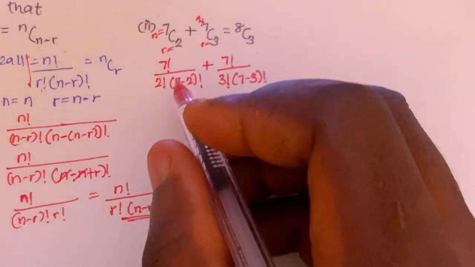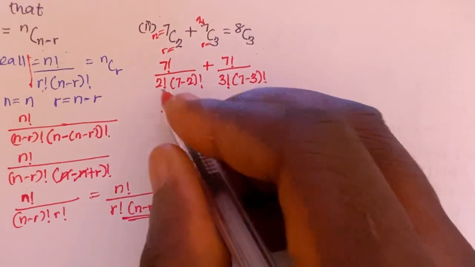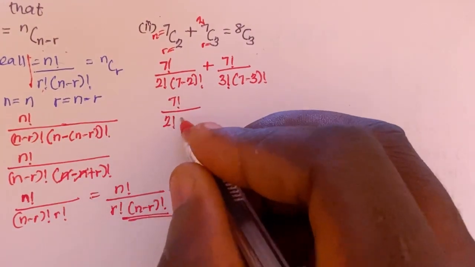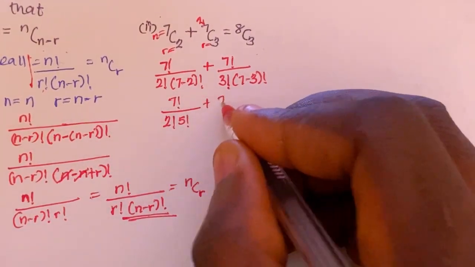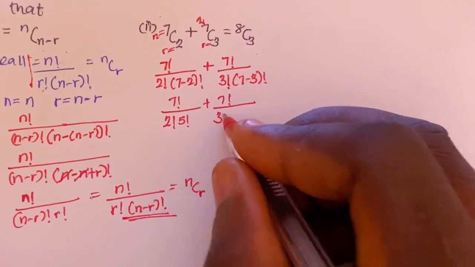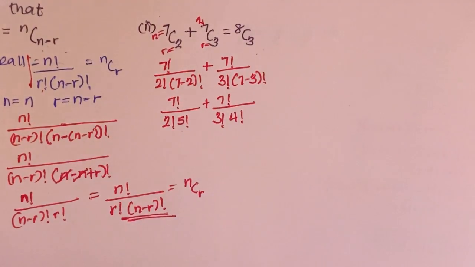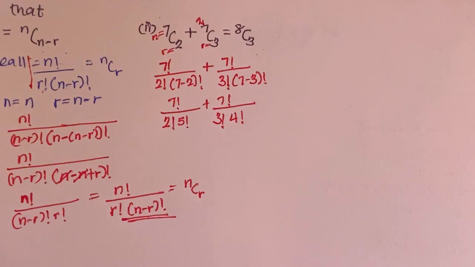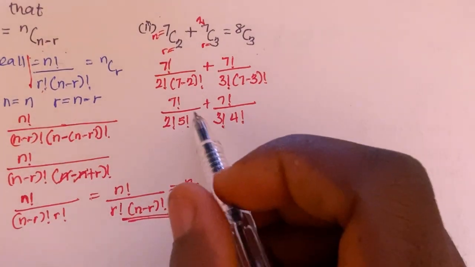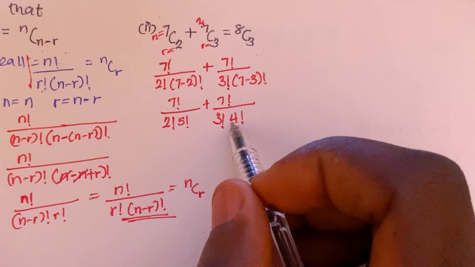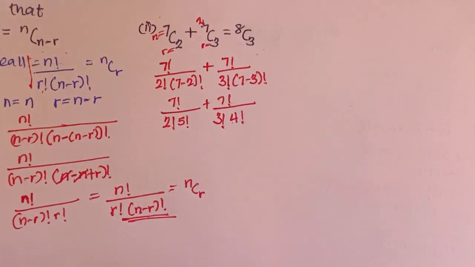So what I'm going to do now is have 7 factorial divided by 2 factorial 5 factorial, plus 7 factorial divided by 3 factorial and also 4 factorial. Without wasting my time, what can I do in this case? I want to add both of them together and I need to find a way to add them together. I can simply say 7 is common here. Then what is common here? I don't have anything that is common, but I can actually fix it here.